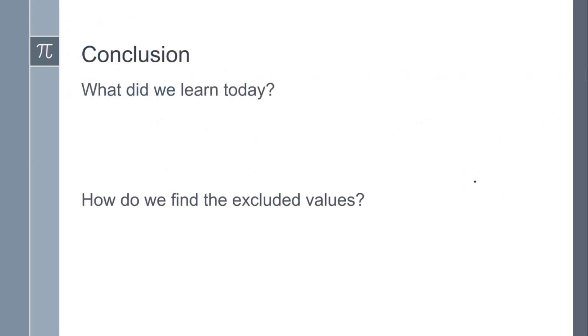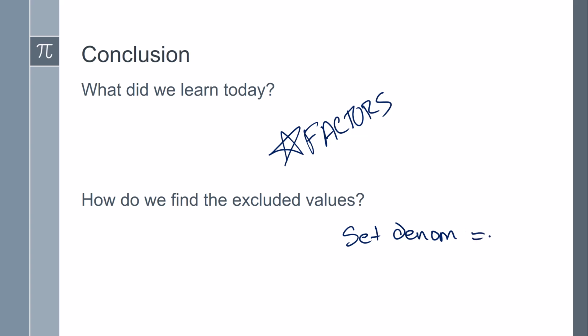So in conclusion, what did we learn today? We learned how to simplify rational expressions. Now remember, they have to be factors, so you may have to factor it first. That's a big, important thing: they have to be factors. Now how do we find the excluded values? You set the denominator equal to 0, you say it can't equal that, and then you solve.